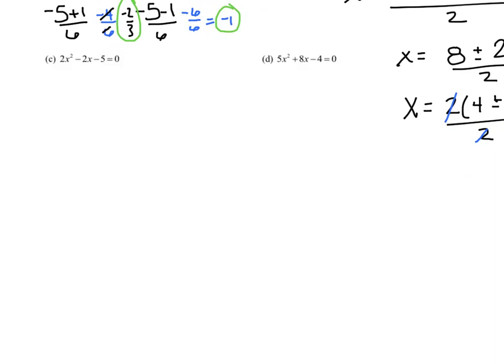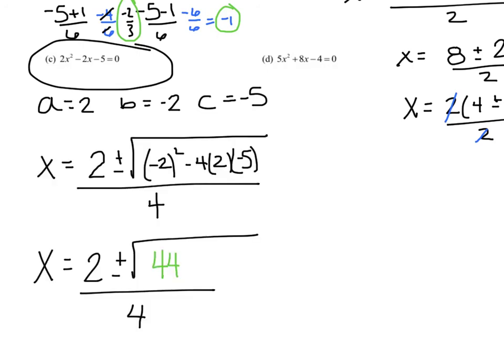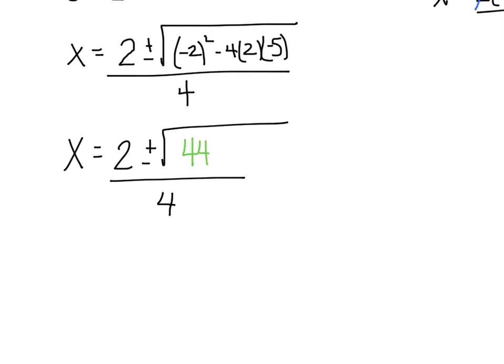All right, let's do it again. Question C. Identify your A, B, and C. So I would say A equals 2, B equals negative 2, and C equals negative 5. All right, take your time, plug them in your quadratic formula, and compare to mine. Pause it, see what you get. So check out mine so far. Hopefully you got 44 under the radical too and I didn't make a mistake.